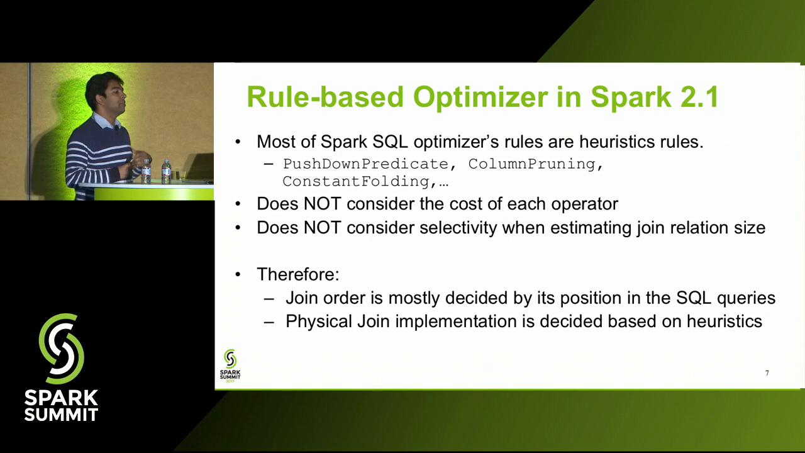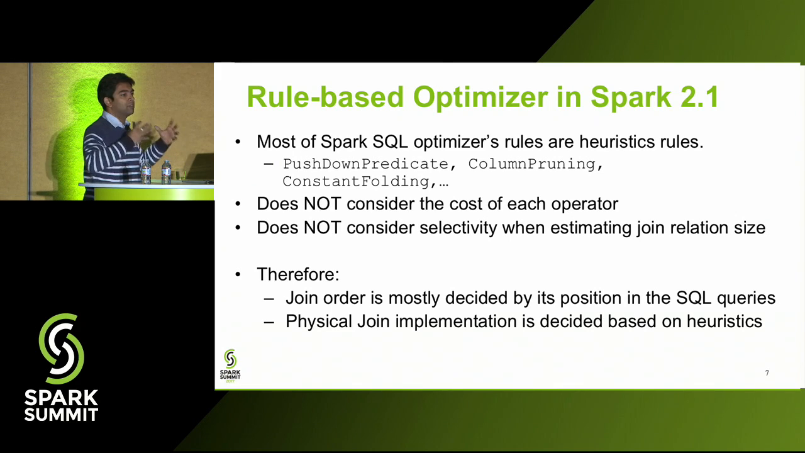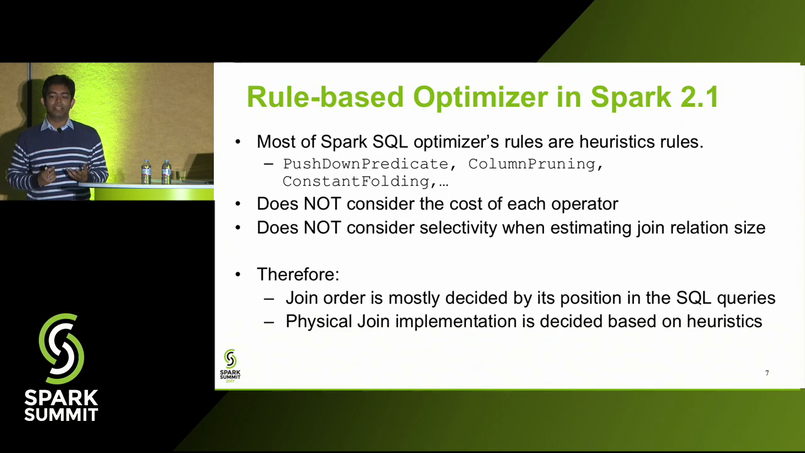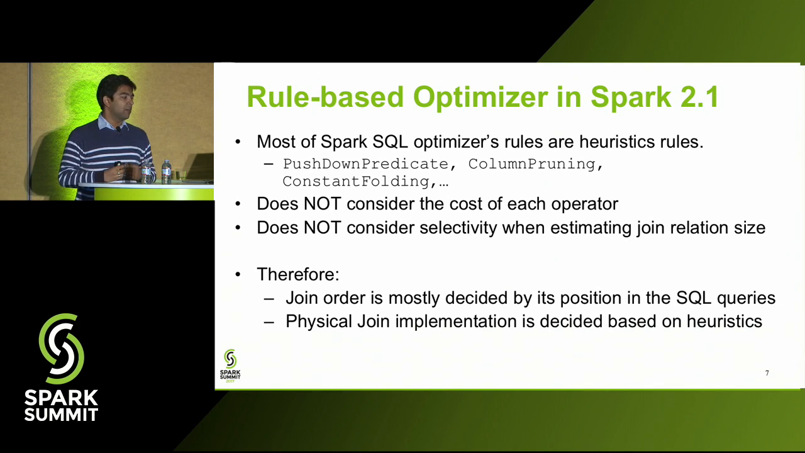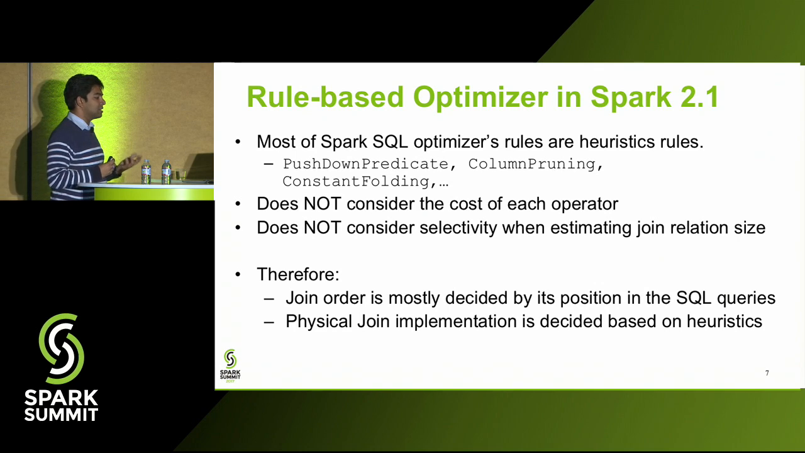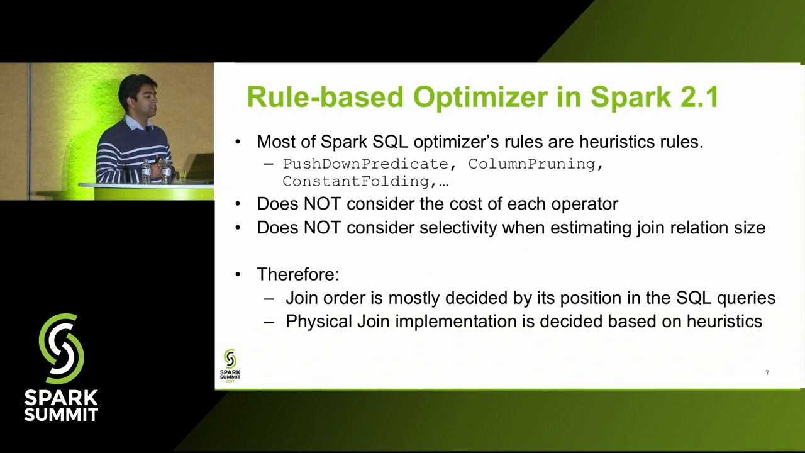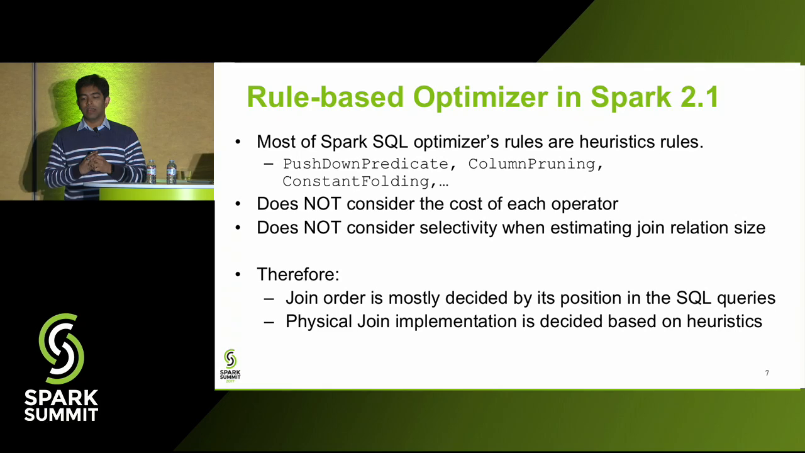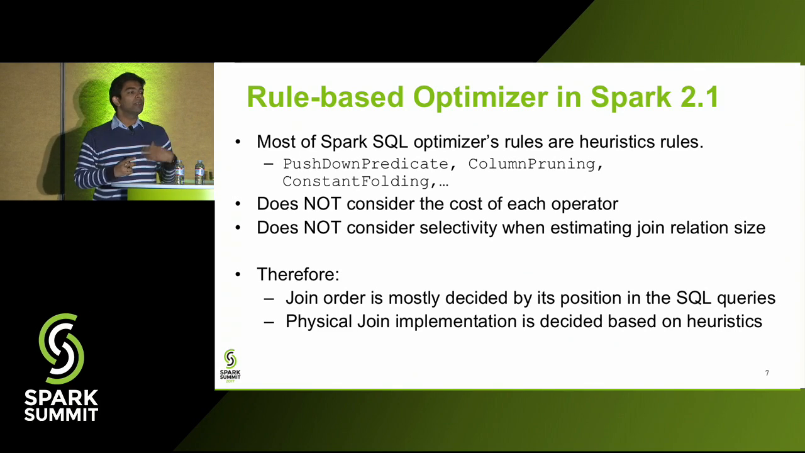Now, since these rules are heuristic, they are not based on true experimentation. They tend to be defensive in nature. An example of this, as we already saw, was predicate pushdown, which tends to push the filter down to the scan node as much as possible. Another example is column pruning, which tries to prune out all unnecessary columns. Constant folding is another example.